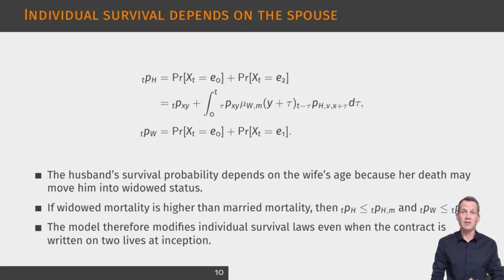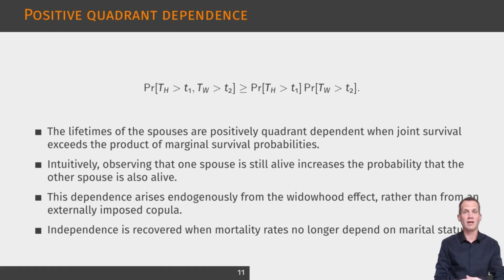The age and mortality of the other spouse influence the probability that the individual enters widowed status before the horizon considered. The inequality on the slide expresses positive quadrant dependence between the remaining lifetimes of the husband and the wife. In words, the probability that both lifetimes exceed two given thresholds is at least as large as the product of the two marginal survival probabilities. This means that joint survival is larger than what would be obtained under independence.